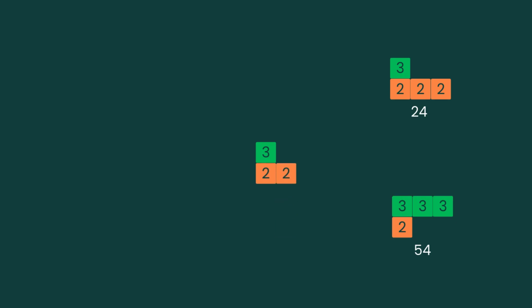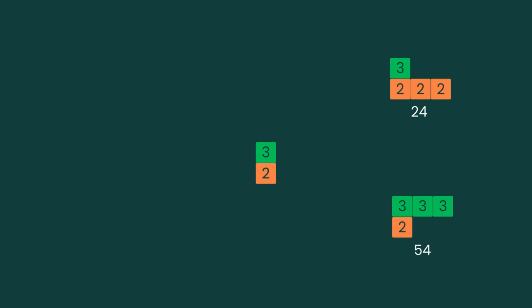For example, if we attach a card of 2 to 6, the new number can be seen in the number building of 24, but not in 54. If we attach a card of 3 instead of 2, then the new number can be seen in the number building of 54, but not in 24.